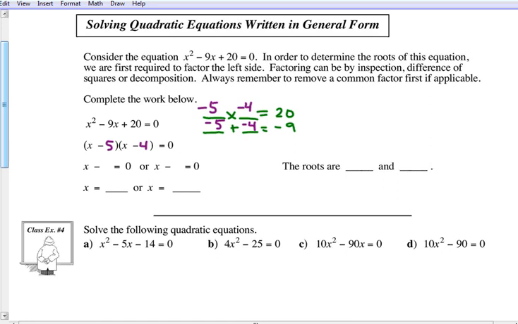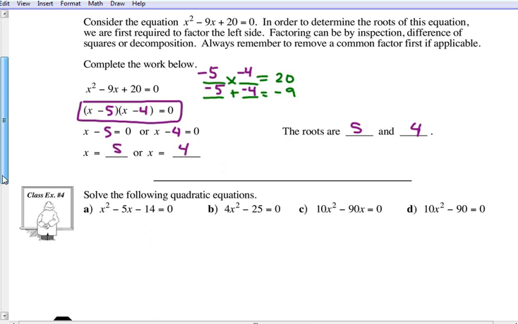Okay, so we set each one of these to 0. We set x minus 5 to 0 and x minus 4 to 0. So what would make these zeros? If x was positive 5 or positive 4. So the roots are 5 and 4. Same stuff. So we just look at this, right? What would make this guy 0? 5. What would make this guy 0? 4.